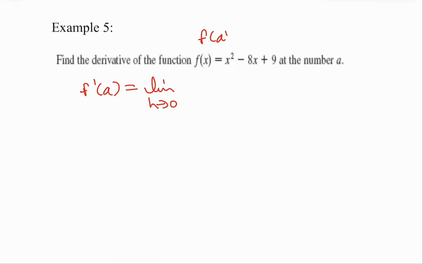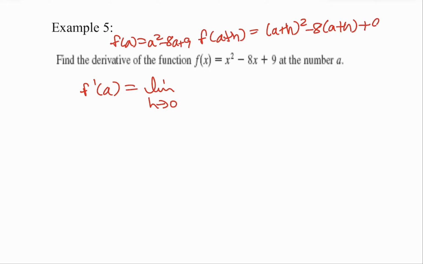So we need f of a plus h. We need f of a. F of a is just a squared minus 8a plus 9. So that one's the easy one. The f of a plus h usually requires work. So we have a plus h squared minus 8 times a plus h plus 9. Well, a plus h squared is a squared plus 2ah plus h squared. Distribute the 8, and then plus 9. Now, at this point, there's nothing that we can do. It's just one big, long thing.